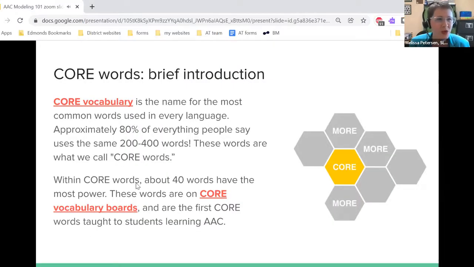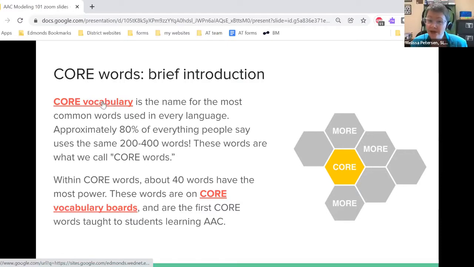All right. So the term core words is kind of an SLP term. So I'm going to explain what that is. Melissa, someone in the chat is asking about the boards, if they're the same or similar, and trying to understand what the color groupings are. Oh, okay. In terms of core boards, I will answer that question in 2 slides. That is a very good question.